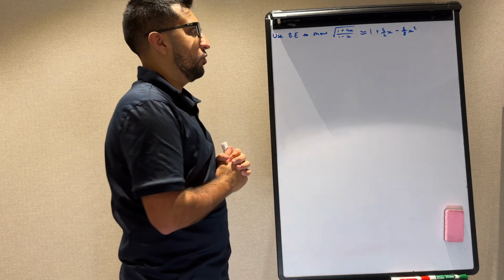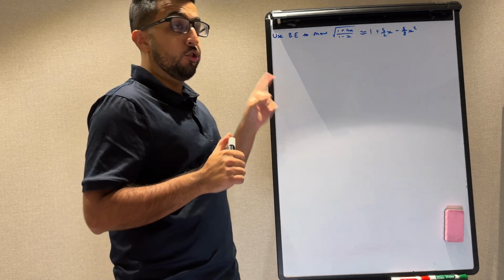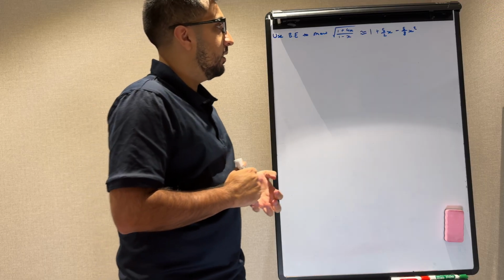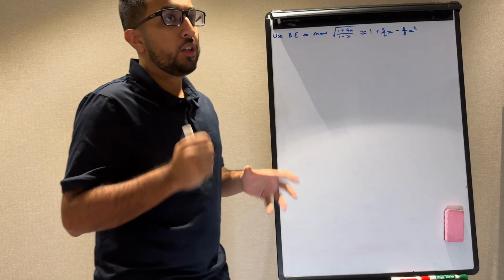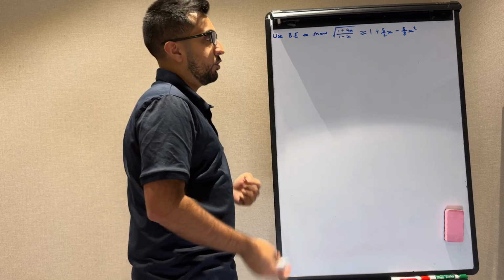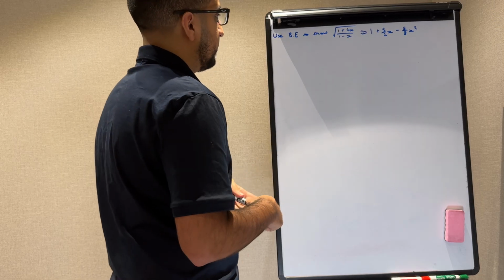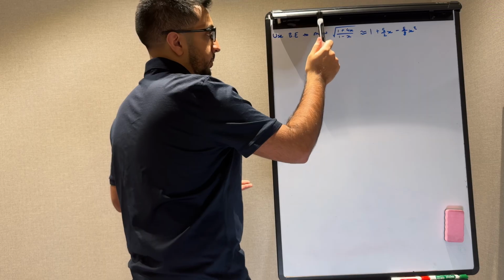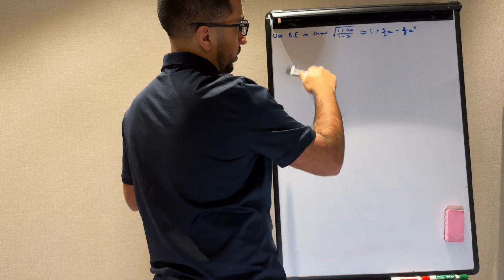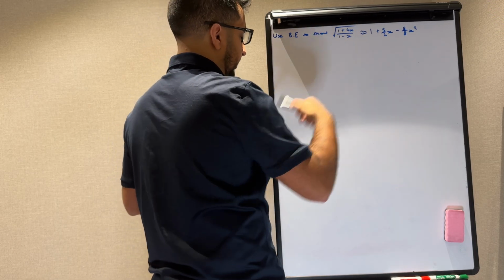A-level binomial expansion. Well, general binomial expansion to be specific, and you'll see why in a second. Check the comments to see the full question. We're just doing part A. So, we want to use the general binomial expansion to show that the square root of 1 plus 4x over 1 minus x is roughly equal to this thing here.